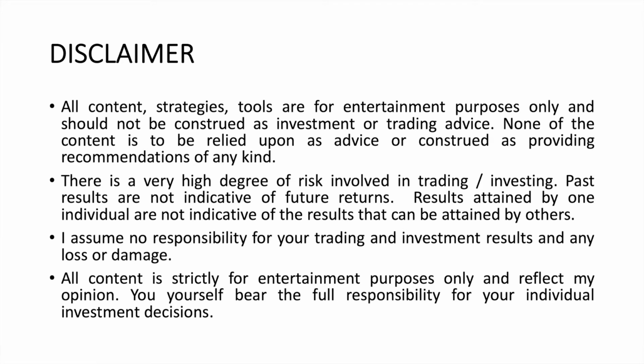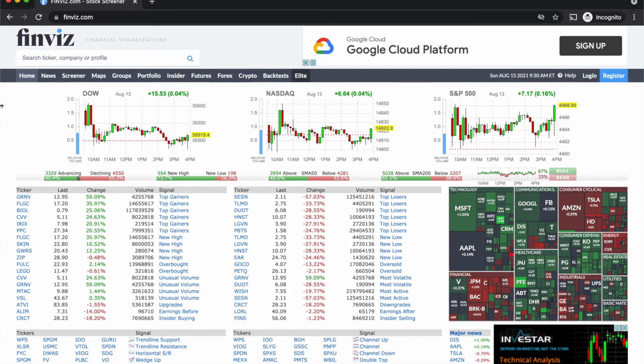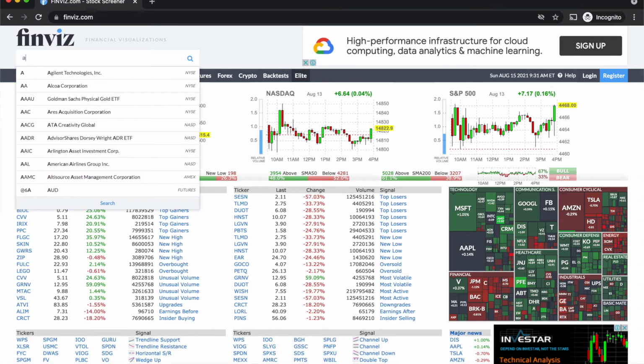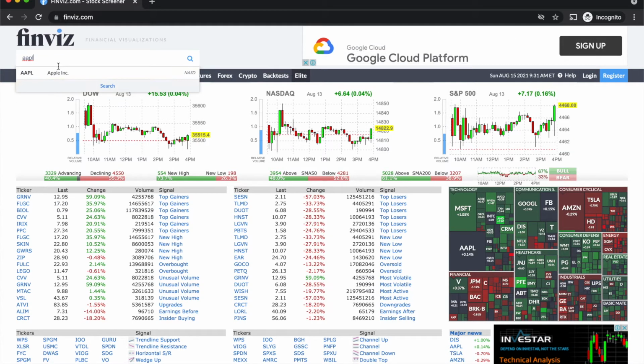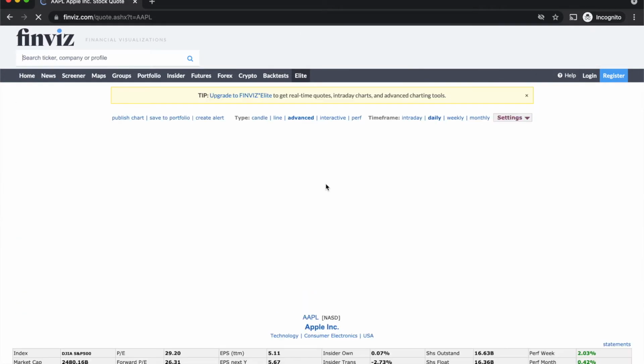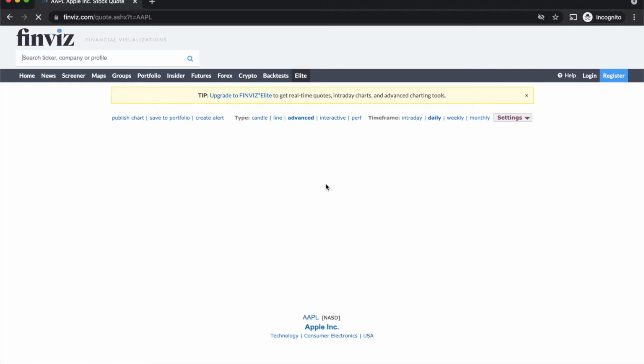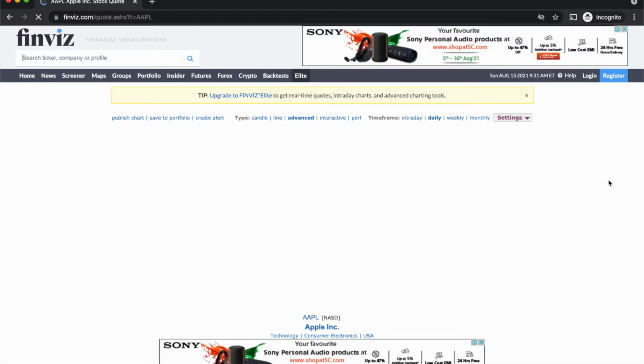So let's get started and let's jump into the Finviz platform straight away. Here I have the Finviz platform opened, and I will leave a link to this platform in the description. First of all, let's see the basic chart that is available. Let me search for a company here. I'm going to search for Apple, and if I click on Apple, you can see that I can display the chart here for Apple.